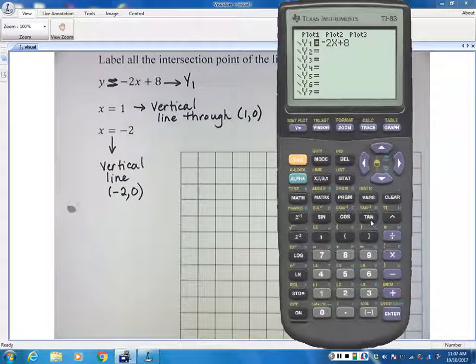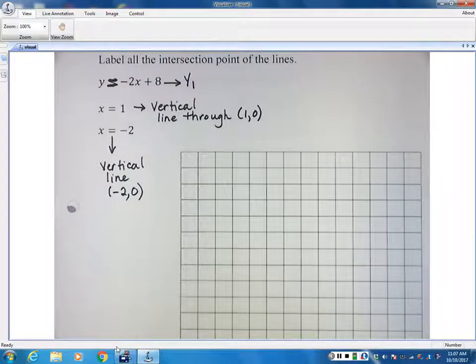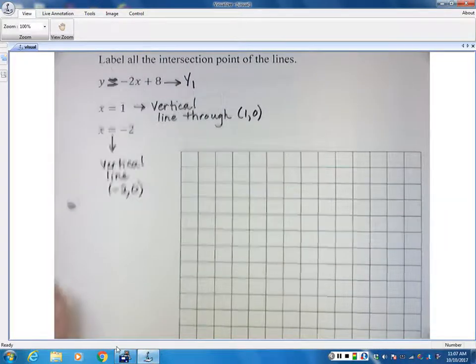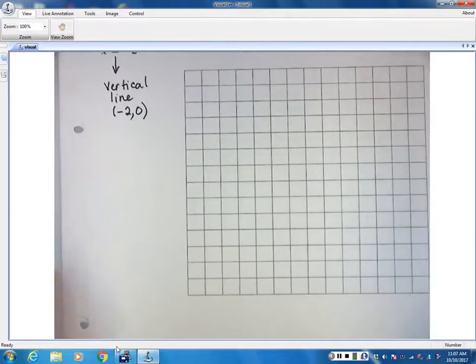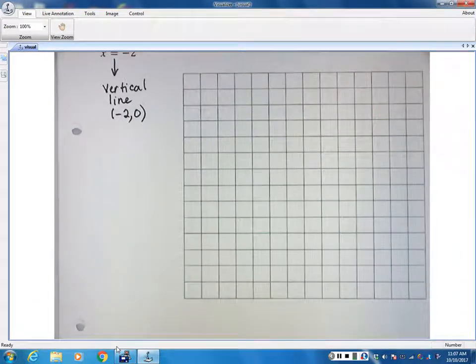So what I'm going to do before I even start with the calculator is I'm going to set it aside for a minute, and I'm going to draw my axes. That's how we graph the line. You see.